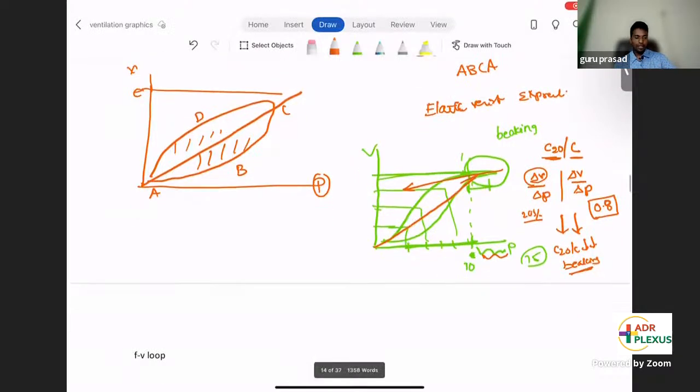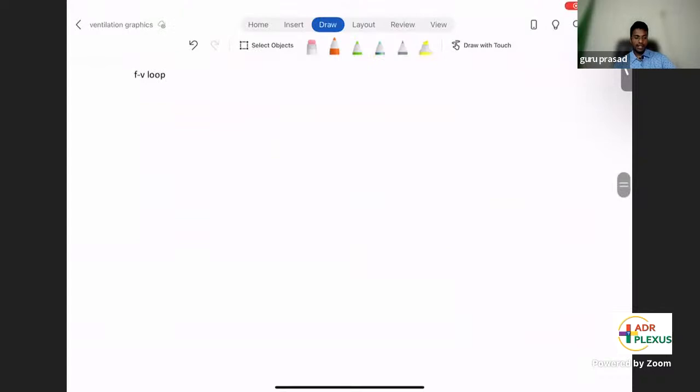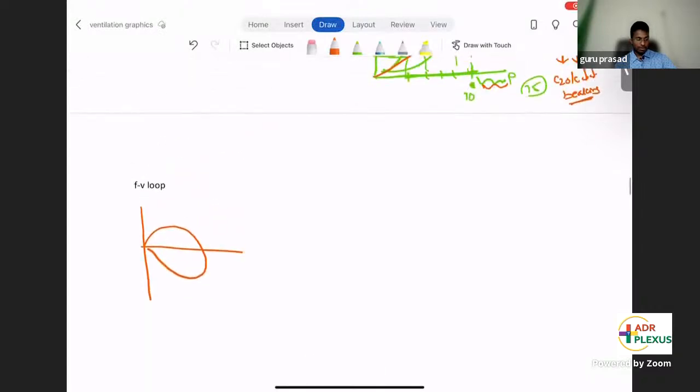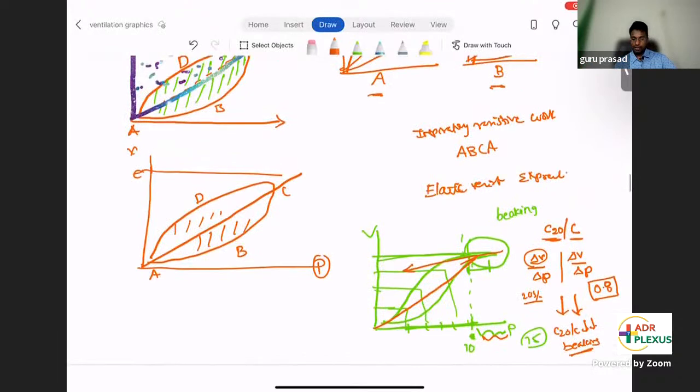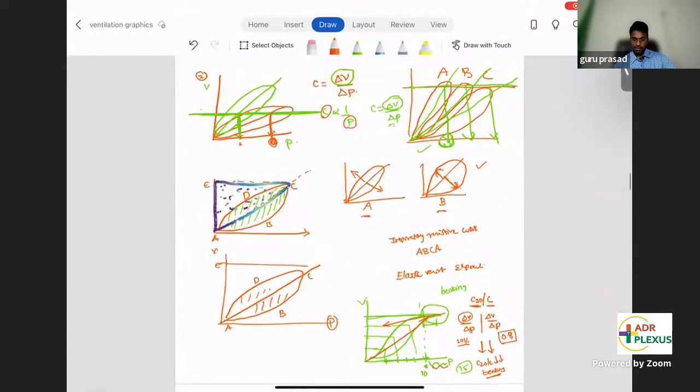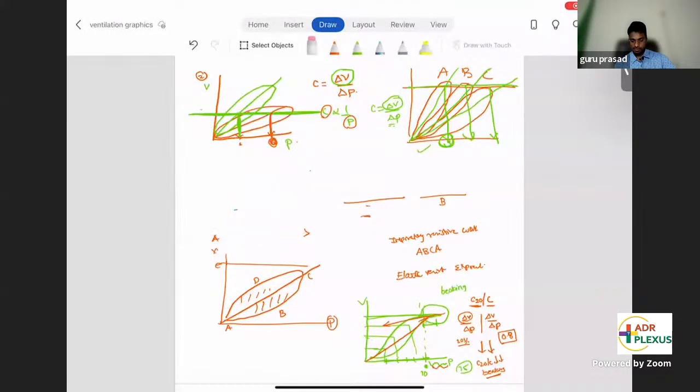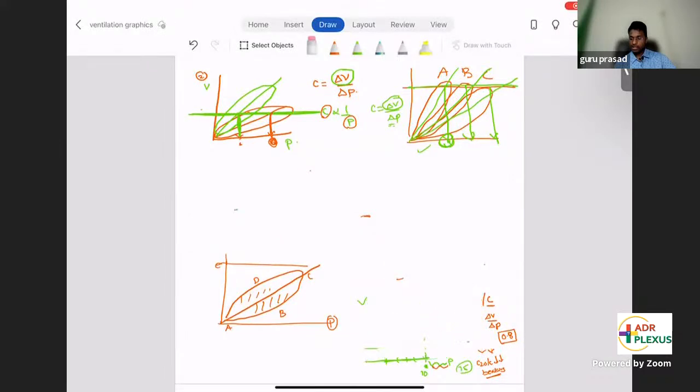Okay, now the last loop, that is the flow volume loop. It is easy to remember: whenever there is a flow part, there is a positive wave and a negative wave. Something I forgot before the flow volume loop. Sorry, give me one minute, I will go through this again. I need some space. I didn't tell you about leak. I didn't tell you about air trapping and all those things.